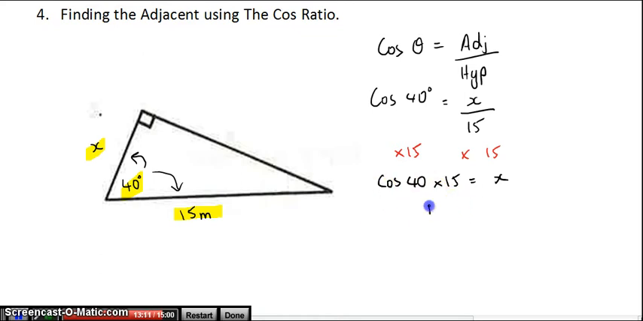And we get 11.49 rounded. And it's probably best to put our pronumeral first, so just swap it around to put your answer in correctly. x equals 11.49 metres. Make sure you don't forget those units. This would probably be one of the easiest ones to do.